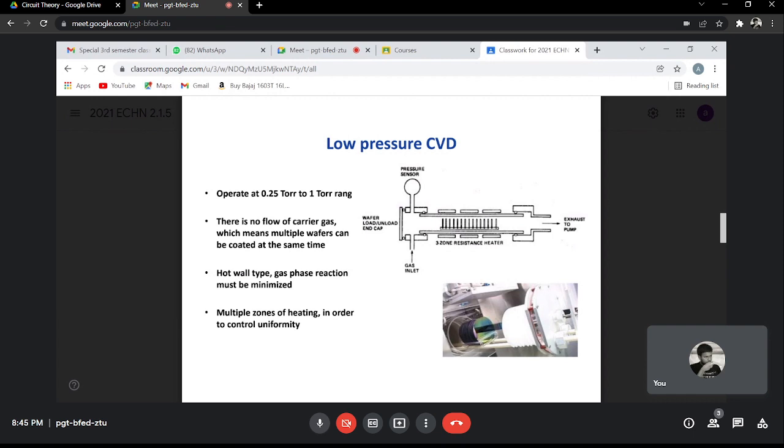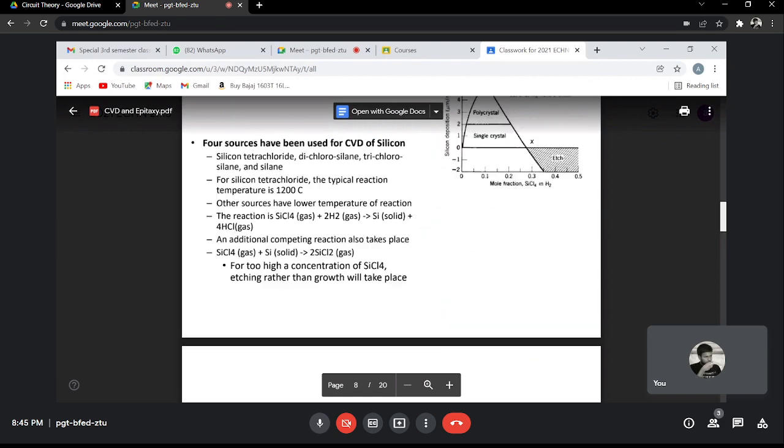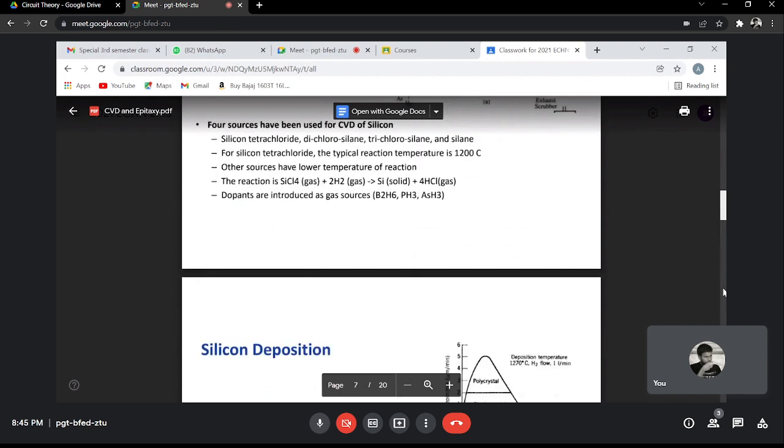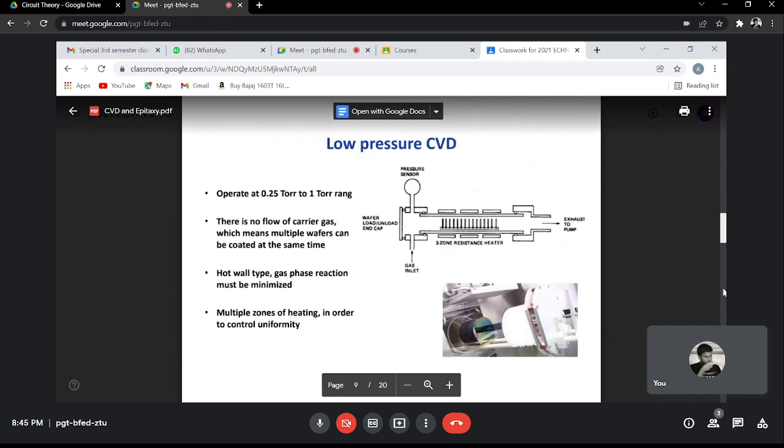What is the disadvantage? Of course, now you cannot use the susceptor because the wafers are all standing straight. They're not lying down on graphite. In the other one, if you look at it, the wafers were lying down. Now it is standing, so you cannot use a susceptor. Then, of course, it's called a hot wall process. Now you have to heat up the walls, and so it is a resistance heater. Can you see that resistance heating?